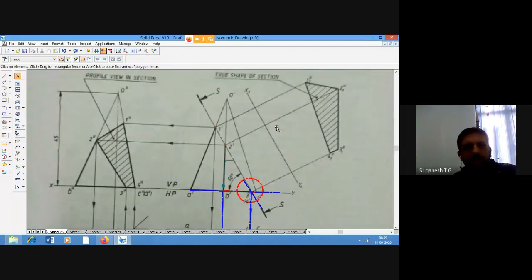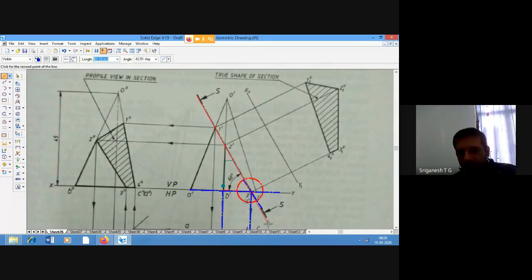So for that, now look here. What we have done is we have drawn the cutting plane in this particular direction. So if you want to see the cut portion, what have they asked?